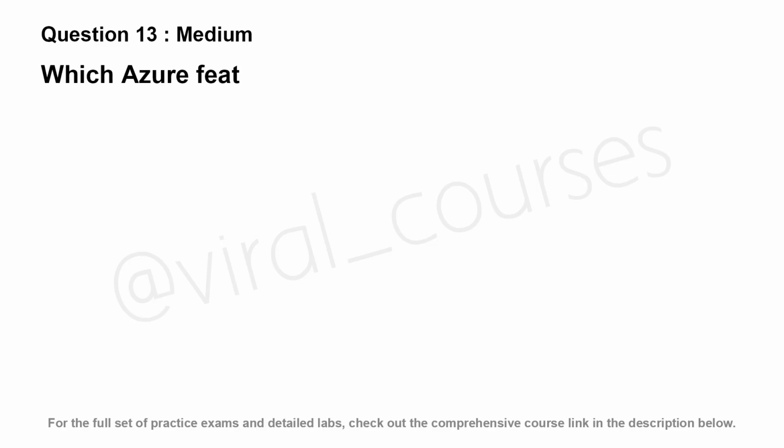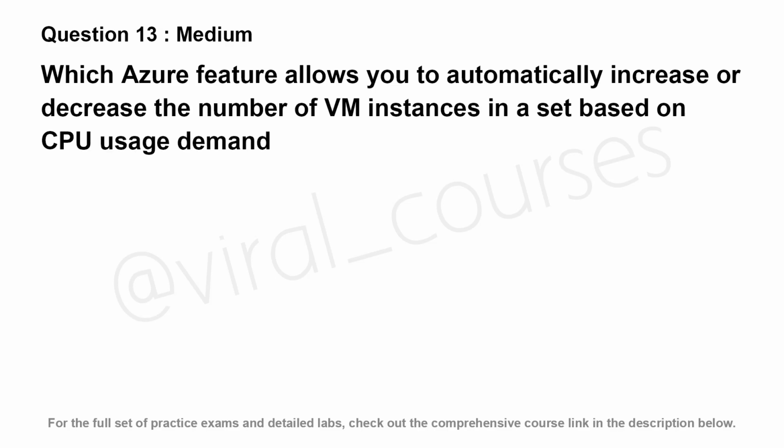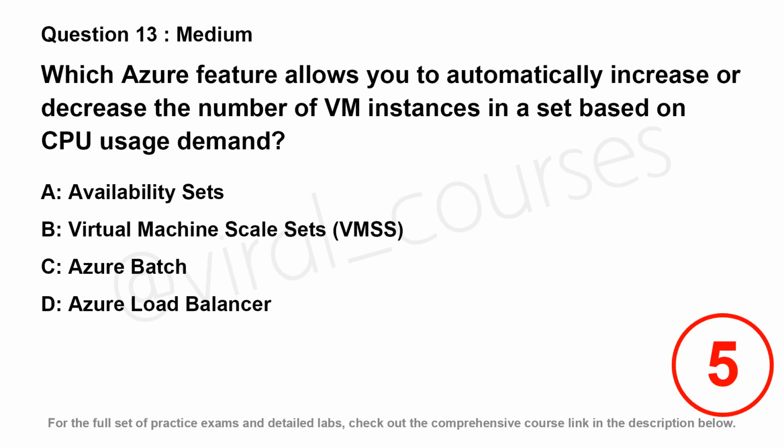Which Azure feature allows you to automatically increase or decrease the number of VM instances in a set based on CPU usage demand? Option A, availability sets. Option B, virtual machine scale sets, VMSS. Option C, Azure Batch. Option D, Azure Load Balancer.